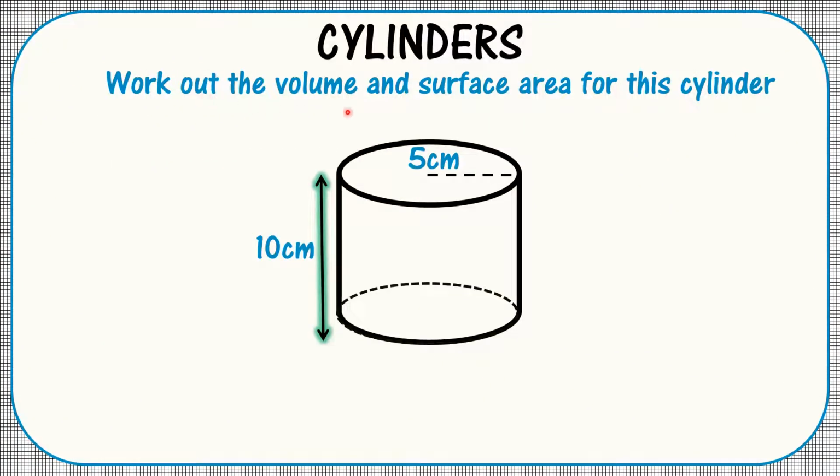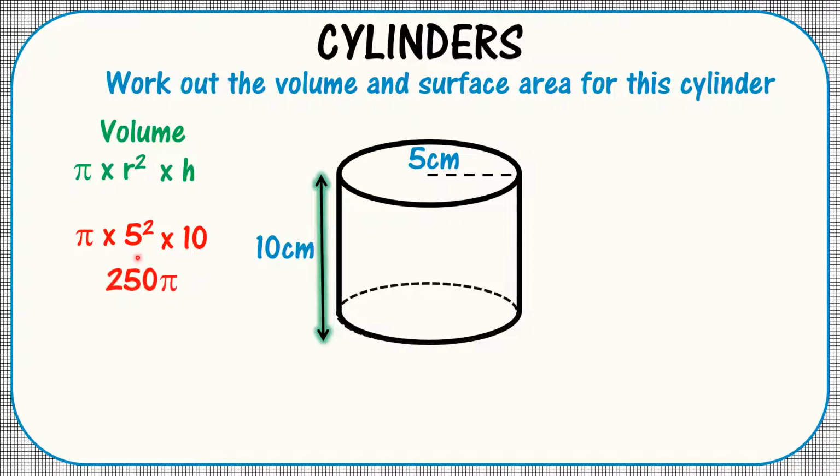Work out the volume and surface area for the cylinder. We have been given the height, which is 10 centimeters, and the radius, which is equal to 5 centimeters. We know that the volume is equal to pi times r squared multiplied by h. Therefore, you do pi times 5 squared, because the radius is 5, multiplied by the height, which is 10. 5 squared is equal to 25. 25 times 10 is 250, and 250 multiplied by pi is equal to 250 pi.